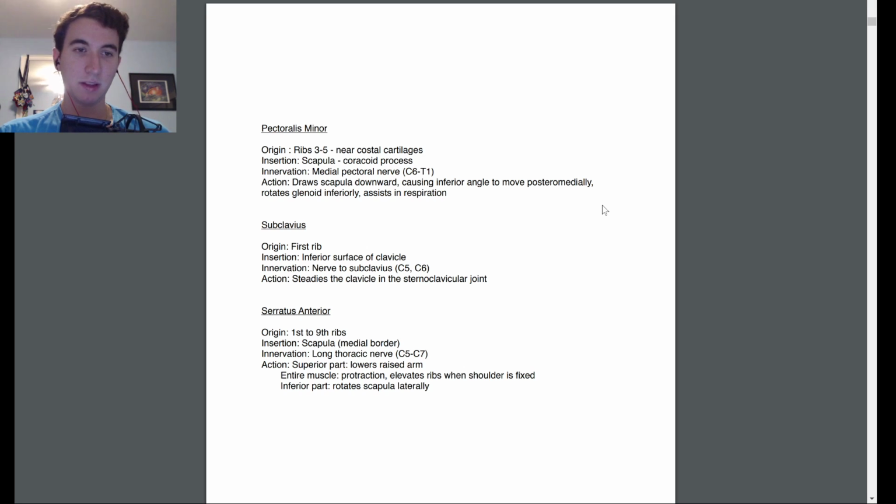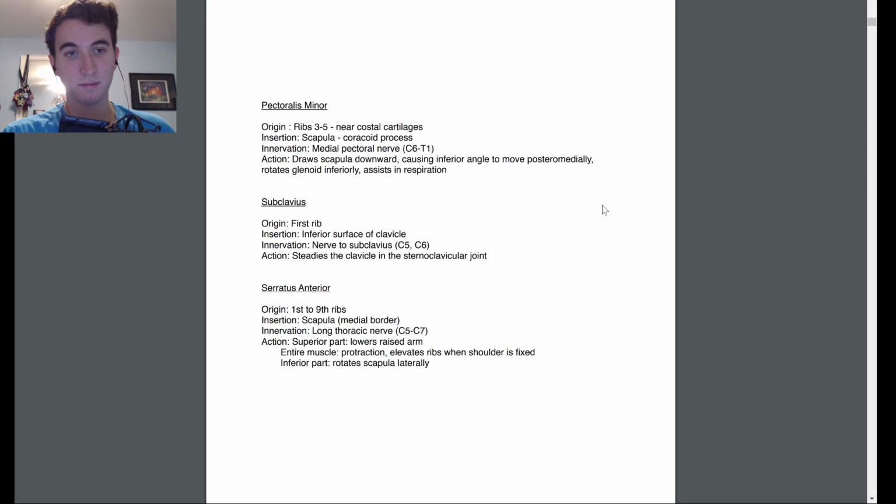The subclavius is our next muscle. It originates at the first rib. It inserts at the inferior angle of the clavicle, and the innervation comes from the nerve to the subclavius, which is from C5 and C6. The actions are that it steadies the clavicle in the sternoclavicular joint.